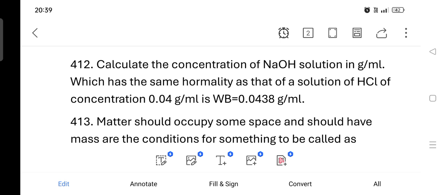Calculate the concentration of NaOH solution in grams per mole which has the same molality as that of a solution of HCl of concentration 0.04 grams per mole. W_B is equal to 0.0438 grams per mole.